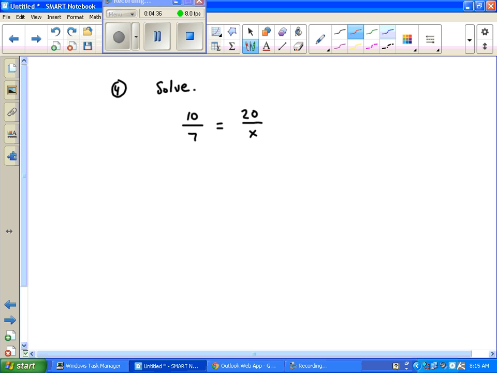Number 4 says solve 10 over 7 equals 20 over x. Dealing with proportions, cross multiply. 10 times x is 10x, and 7 times 20 is 140. Get rid of 10 times x by dividing by 10. Do the same thing over here. X equals, since these cancel, 14.